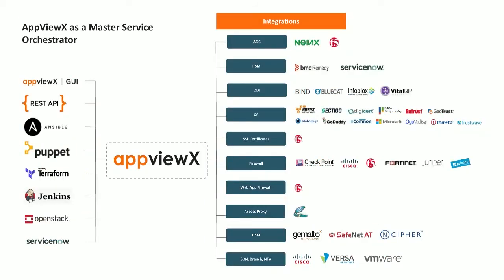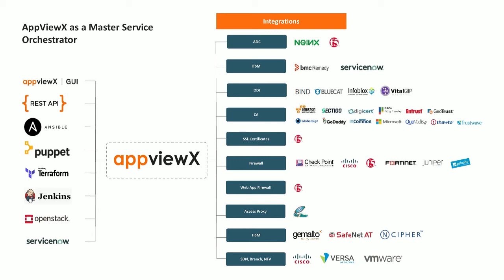Now this summarizes what we do. On the left-hand side is how you consume AppViewX. It could be either using the AppViewX UI, GUI, or REST API, or Ansible. We have an Ansible module for AppViewX. We have Puppet. We have a Terraform provider, which is available for AppViewX, and for every use case you have a sample that you can just give to the Terraform team. They can use that. And there's a Jenkins plugin, the OpenStack integration, and a ServiceNow plugin, which you can consume.